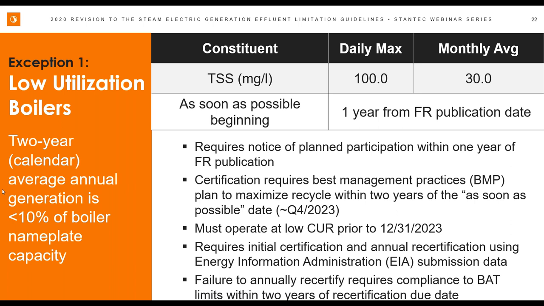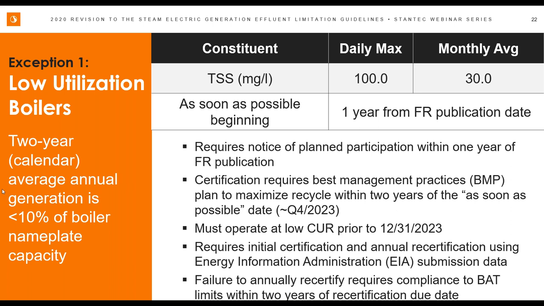So low utilization boilers require TSS limits here for bottom ash transport water, where that can be discharged. The as soon as possible date is 1 year from the Federal Register publication date, once again. It requires a notice of plan participation, once again, within a year of publication. Certification requires the BMP plan to maximize recycle within 2 years of the as soon as possible date. So that's 2 years after 1 year after the publication date. And just to translate that into normal English, that's fourth quarter of 23, assuming that it's going to be published.